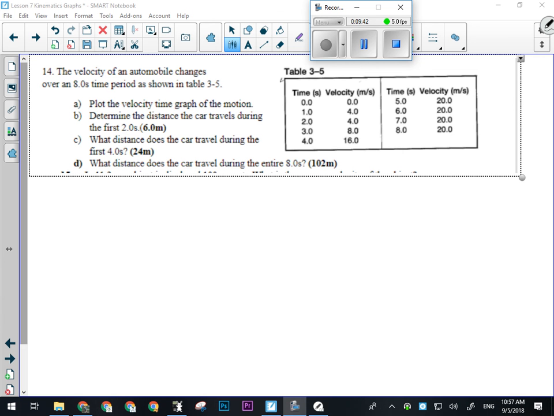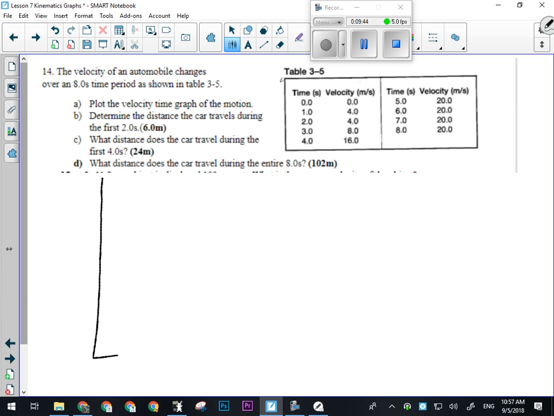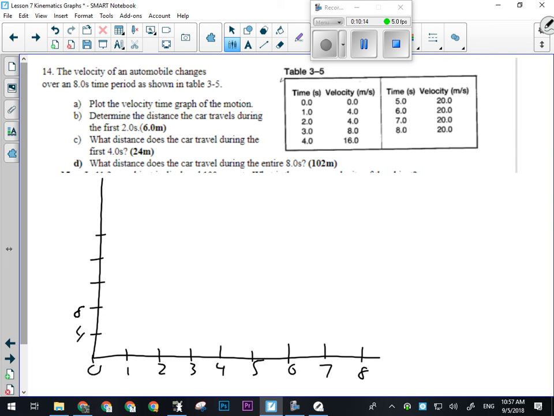Everything's positive, so I don't need to worry about going into the negatives on my graph. Okay, and I'm going to plot this as quickly as I can. So we'll have all the way up to 8 seconds, right? So we've got 0, 1, 2, 3, up to 8. All right, so in the first, and we go up to what, 20? All right, something like that.